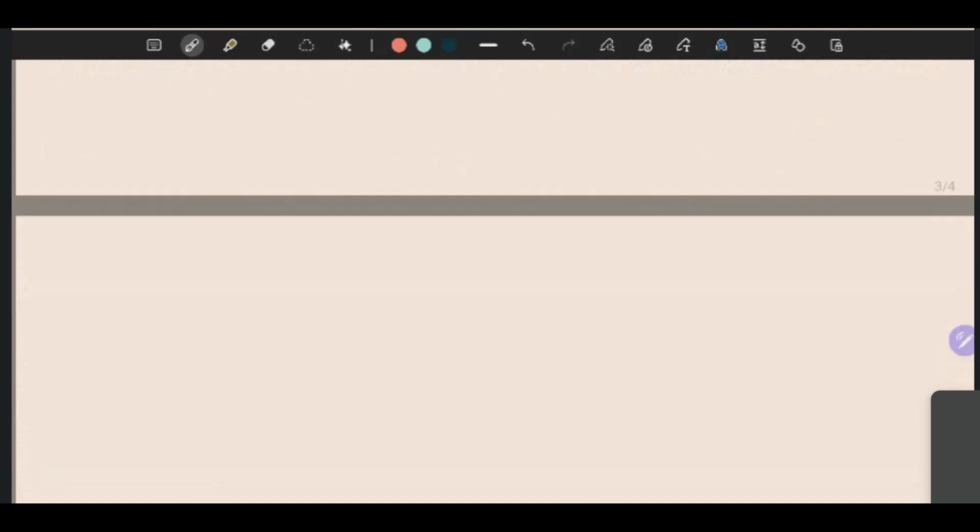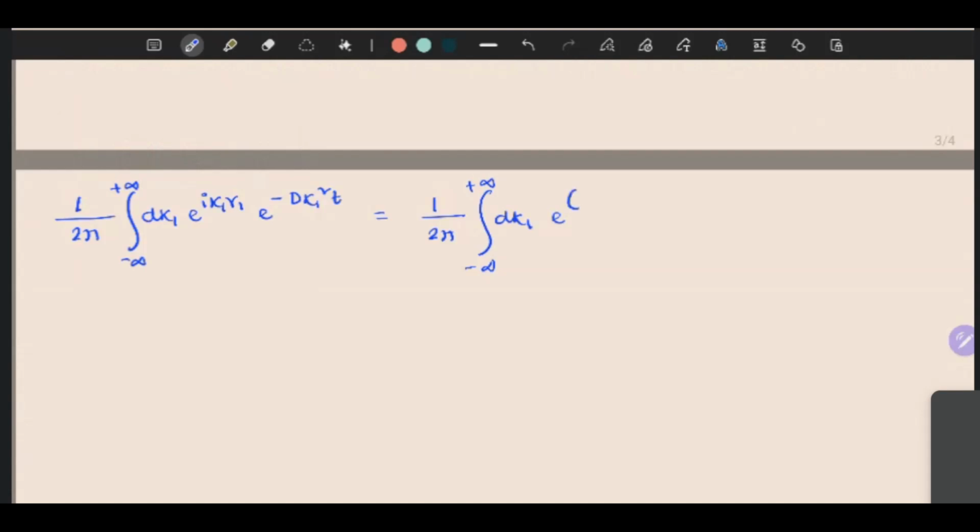So basically let's solve it for one: 1 by 2 pi, dk1 e to the power i k1 r1 e to the power minus d k1 square t, where this is from minus infinity to infinity. Let's write it in terms of this thing. This whole term we can write as 1 by 2 pi, minus infinity to plus infinity, dk1 e to the power i k1 r1 minus d k1 square t.